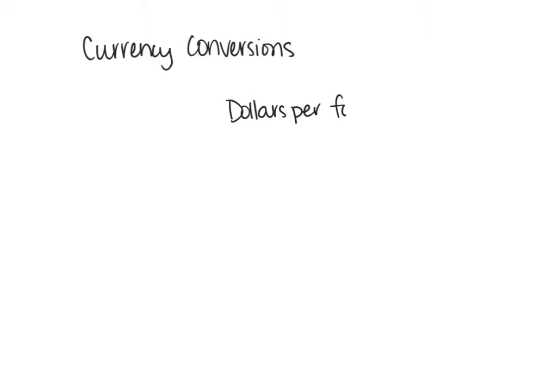When we're working with currency conversions, you'll be given two different conversions. You'll have one that says dollars per foreign, and then you'll have one that says foreign per dollar. That's going to tell you how to set up your conversion factors.